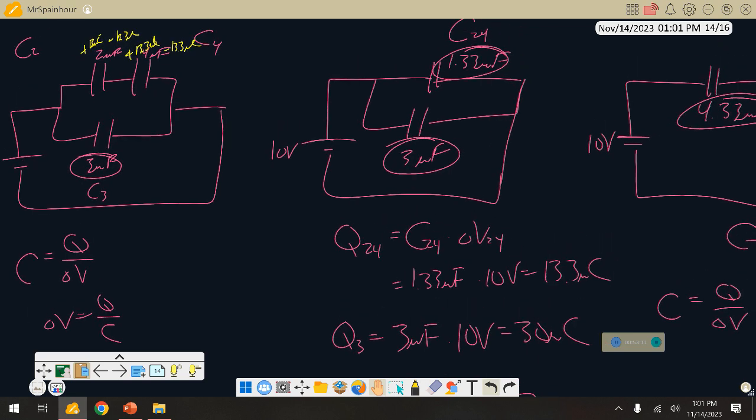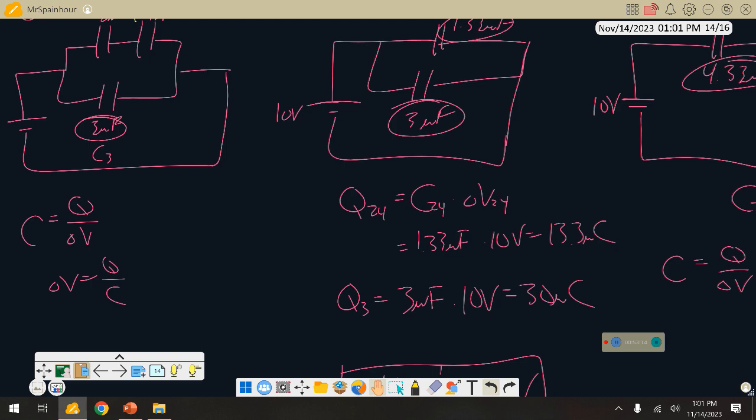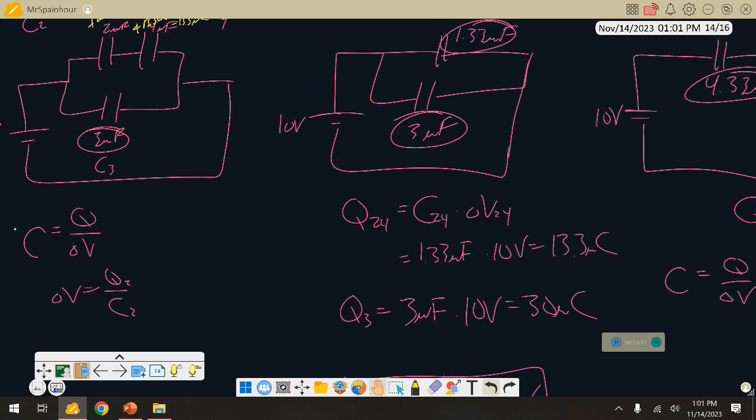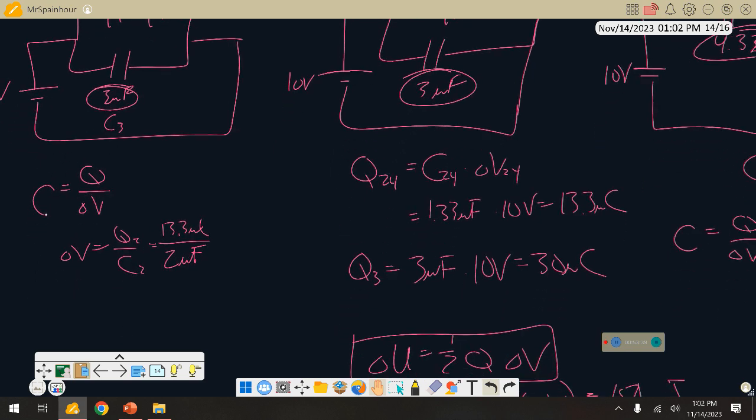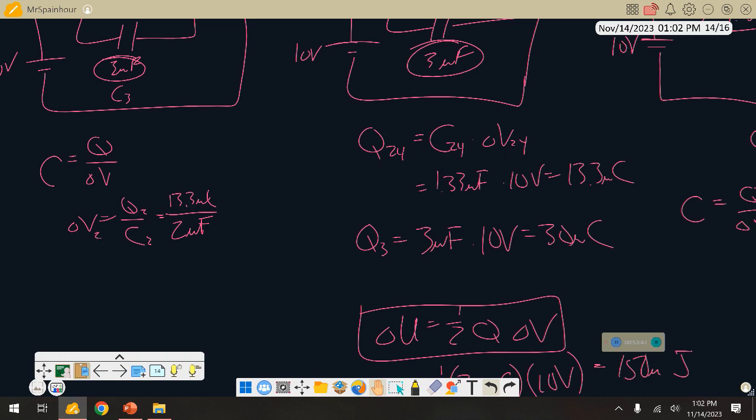So what is the charge stored on this one? What's the charge stored? Would it be 10 over 43.3? And that's going to be the 13.3 microcoulombs here. Capacitance is 2 microfarad. That would be the voltage of 2. The voltage of 4 is going to be 13.3 microcoulombs divided by 4 microfarad.